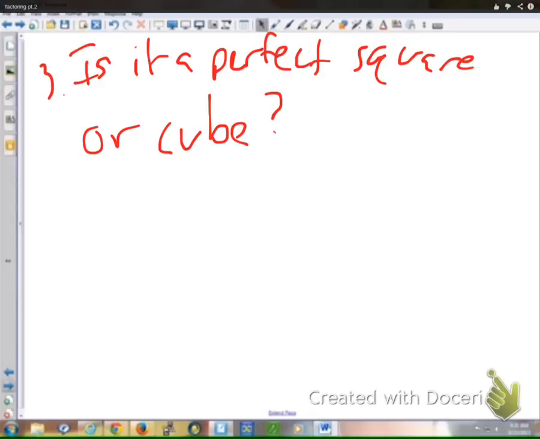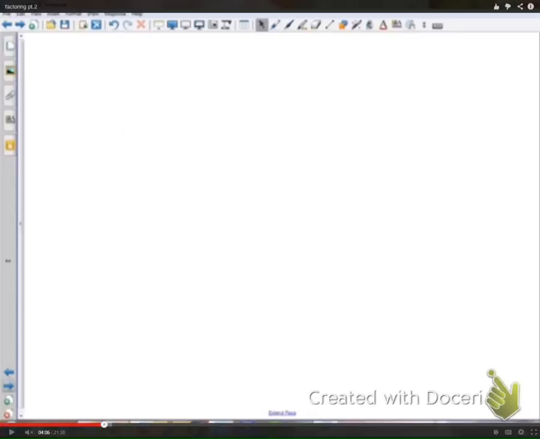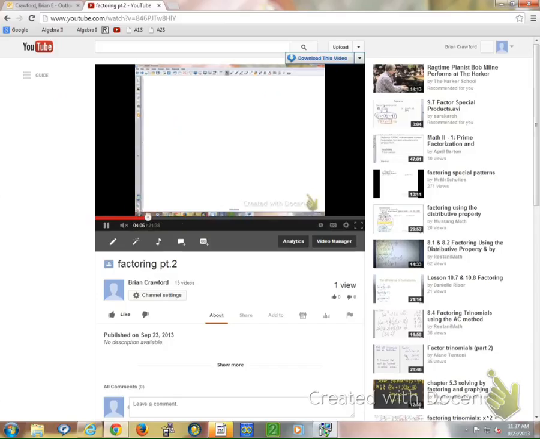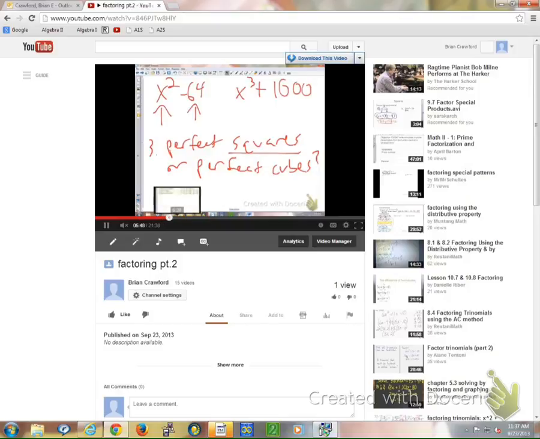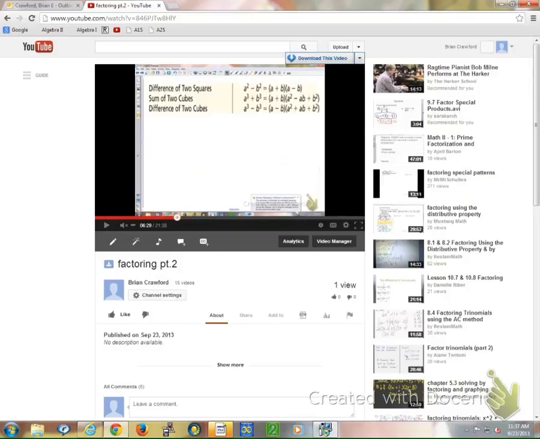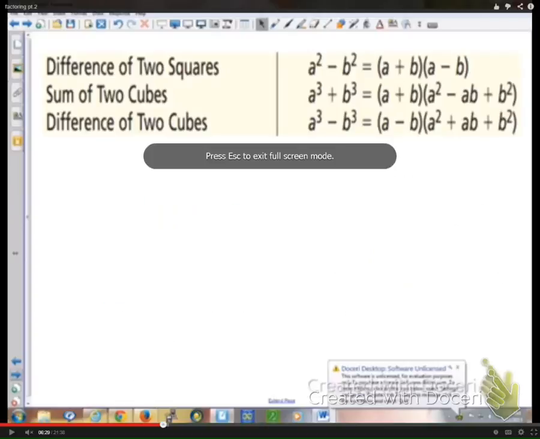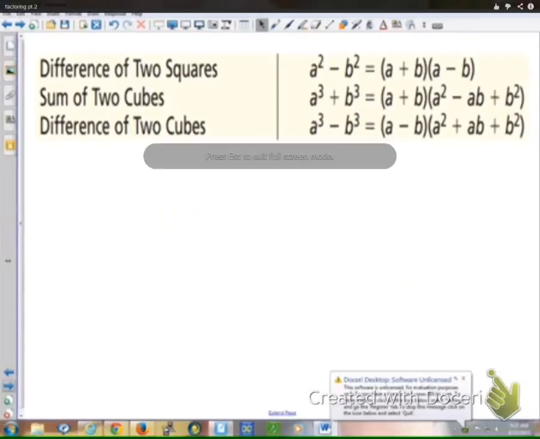All right, now if it is a square or cube, then you are going to need to reference the following page of notes. Okay, boom. Write those down. Those are the 3 formulas you're going to need today, and we're going to talk about them after you have a chance to write them.